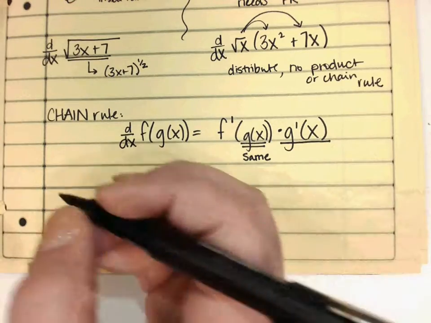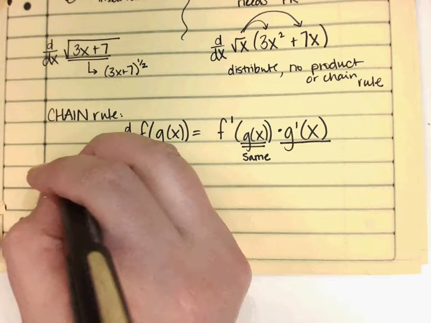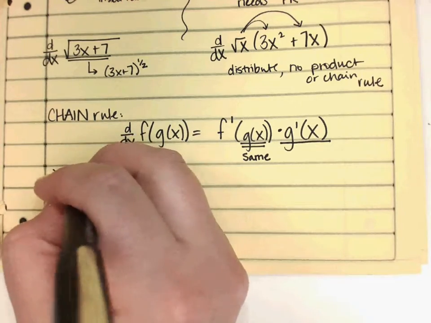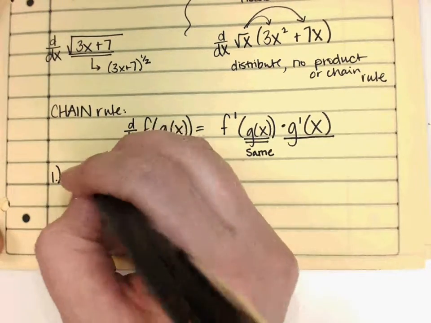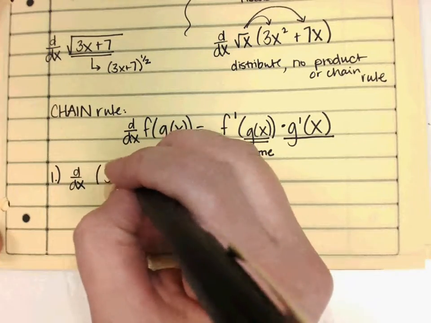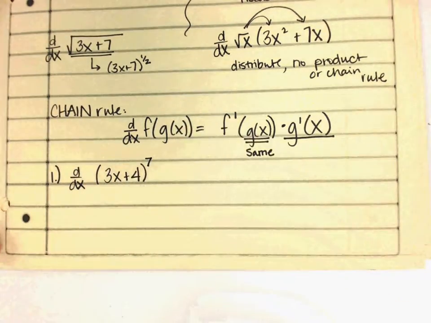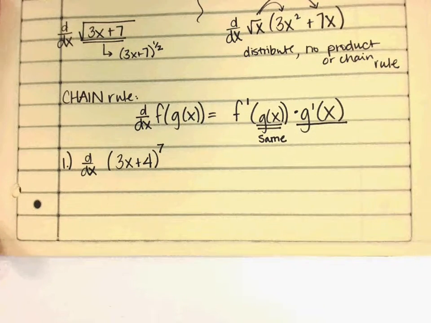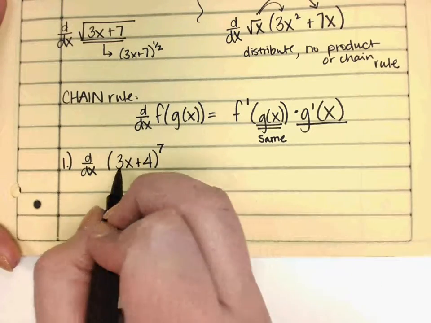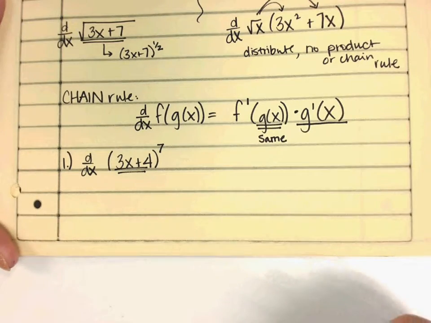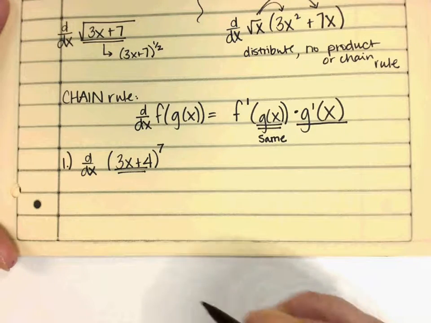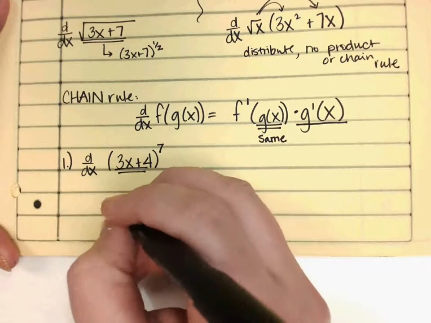Okay, so example number 1, we are going to take the derivative d dx of 3x plus 4 to the 7th power. So, that's my function. Here's how it goes. The inside function, I want you to underline it. What's the inside function? 3x plus 4. That does not change at first. So I'm going to do power rule around that thing in the middle. So my 3x plus 4 stays the same.